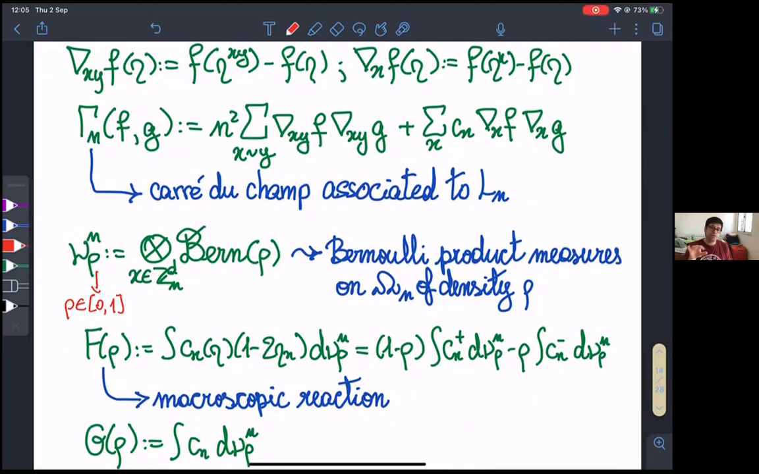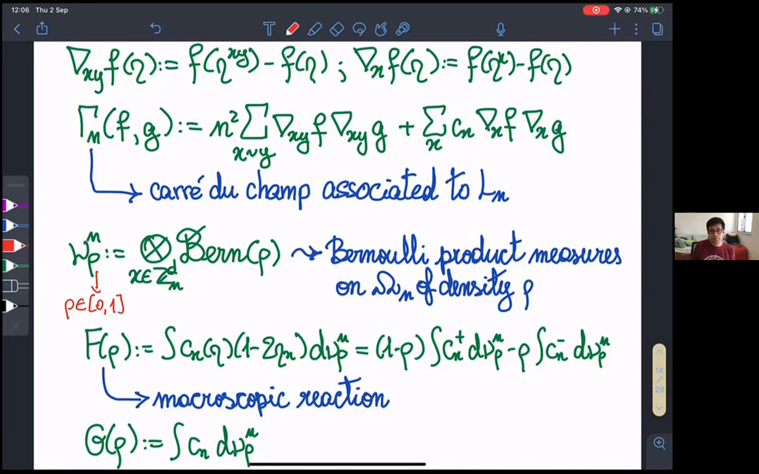These gradients, this difference that appears in the expression for the generator, we give special names to them, because those names will make notation easier later on. So we call nabla_xy this difference, how much the function f changes when you exchange the particles at sites x and y, and nabla_x f is how much the function changes when you flip the value of the configuration at site x.